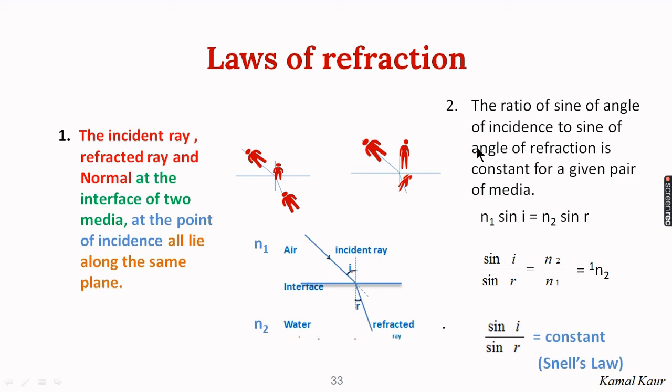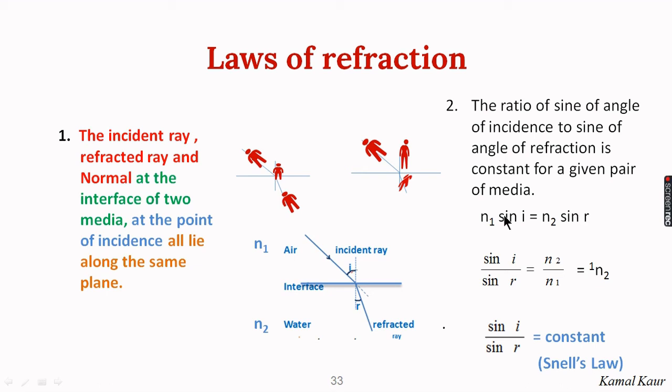Okay, now come to the second law. Let's understand the second law with the help of this figure. N1 is the refractive index of the first medium and this is the angle of incidence. N2 is the refractive index of the second medium and this is the angle of refraction in this medium. Now this law says that the refractive index of the first medium multiplied by the sine of the angle of incidence will always be equal to the refractive index of the second medium multiplied by the sine of the angle of refraction.